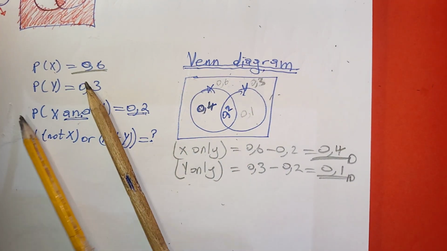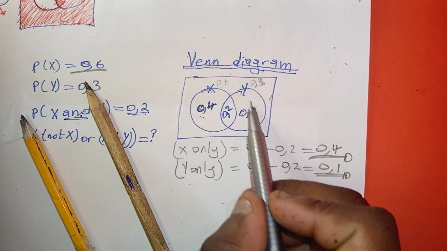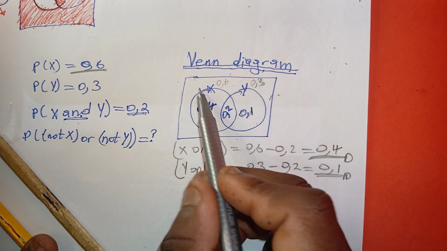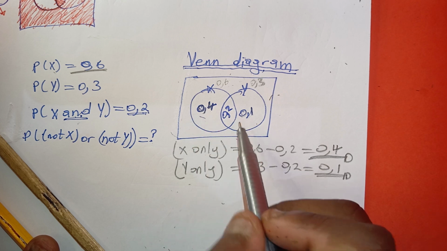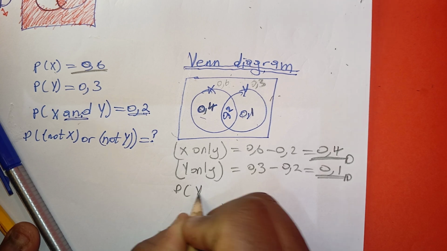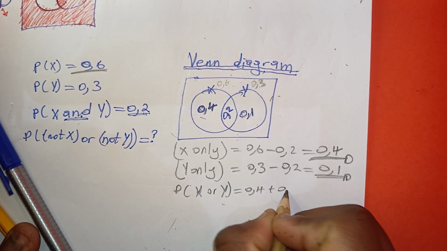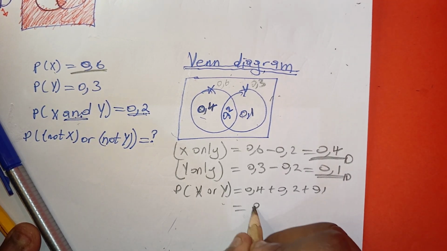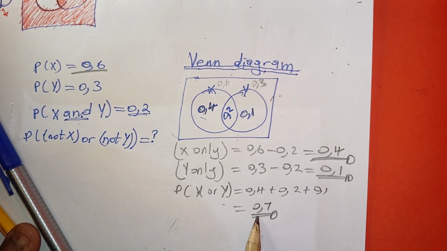So, here's a Venn diagram now. Try to add all these numbers. If these numbers give you 1, it means outside there is nothing. But if these numbers didn't give you 1, it means outside there is something. So when I add these numbers, the probability of x or y is 0,4 plus 0,2 plus 0,1, which gives me 0,7. So this is not equal to 1. It means outside there is something.